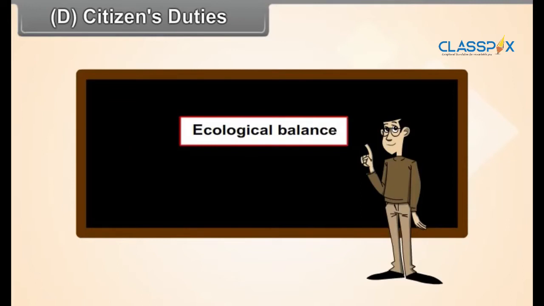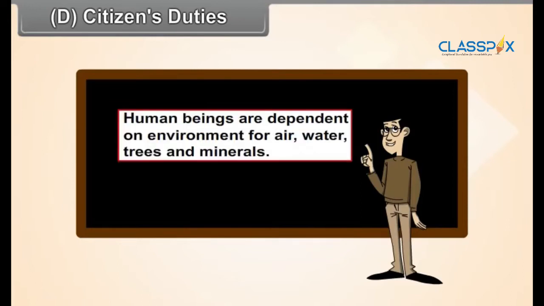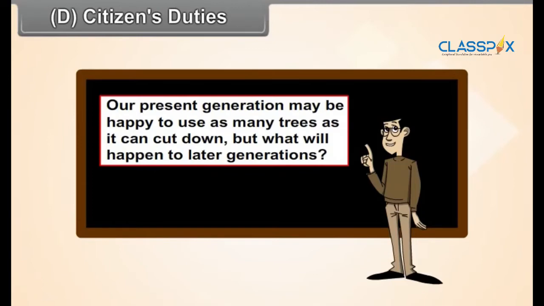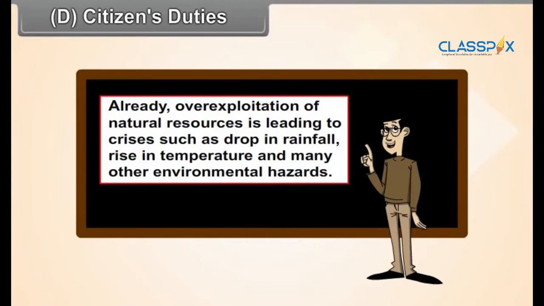Ecological balance. Human beings are dependent on the environment for air, water, trees and minerals. If we use these natural resources indiscriminately, that leads to environmental degradation. Our present generation may be happy to use as many trees as it can cut down, but what will happen to later generations? Already, over-exploitation of natural resources is leading to crises such as a drop in rainfall, rise in temperature, and many other environmental hazards.